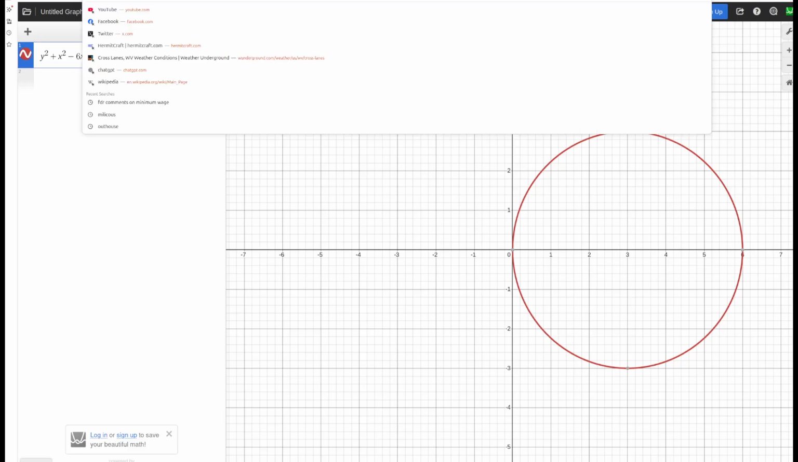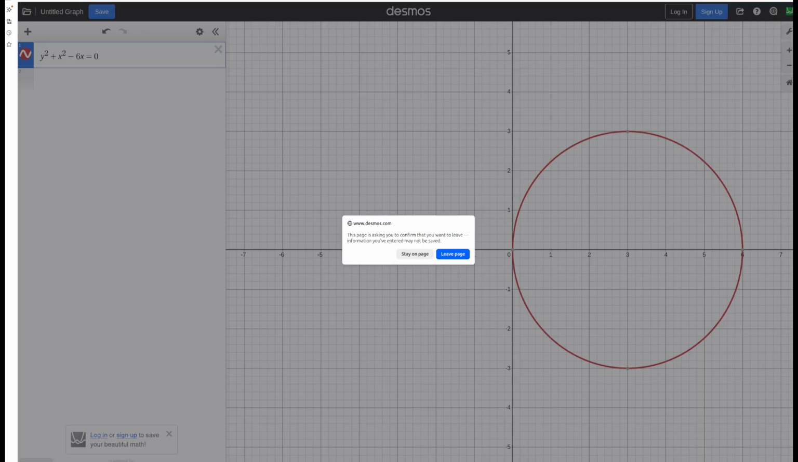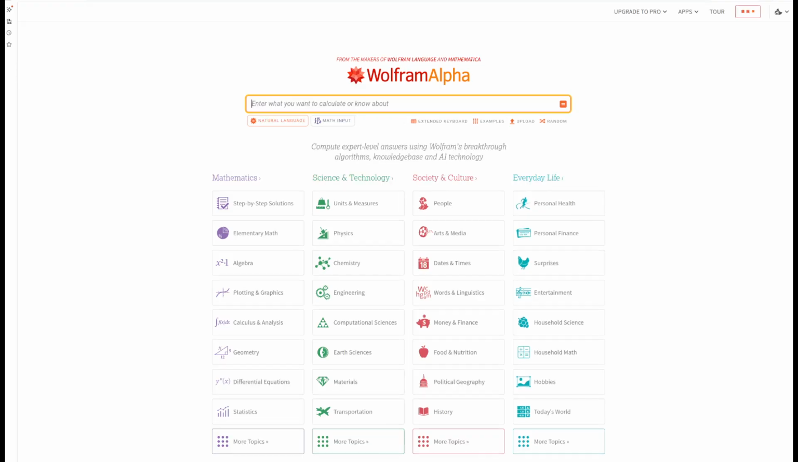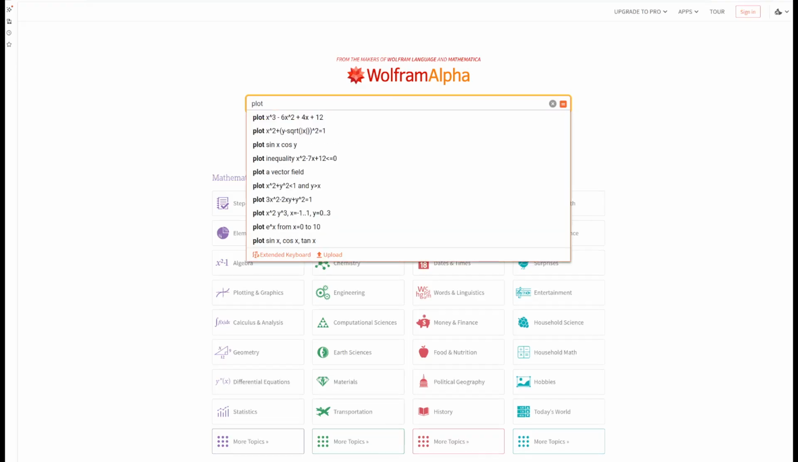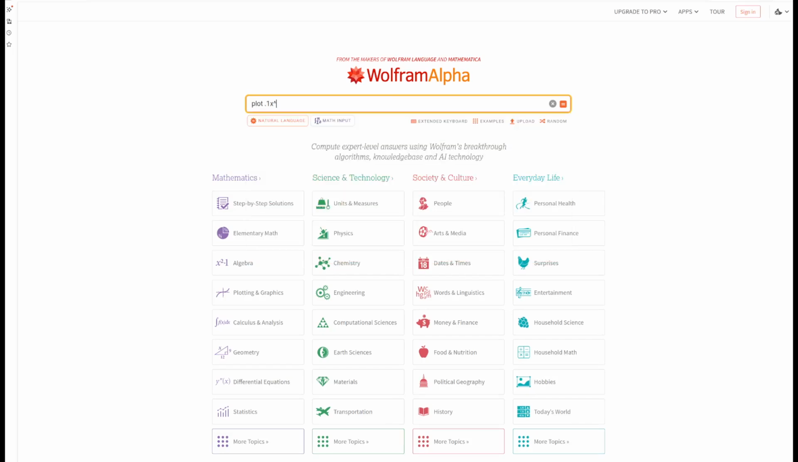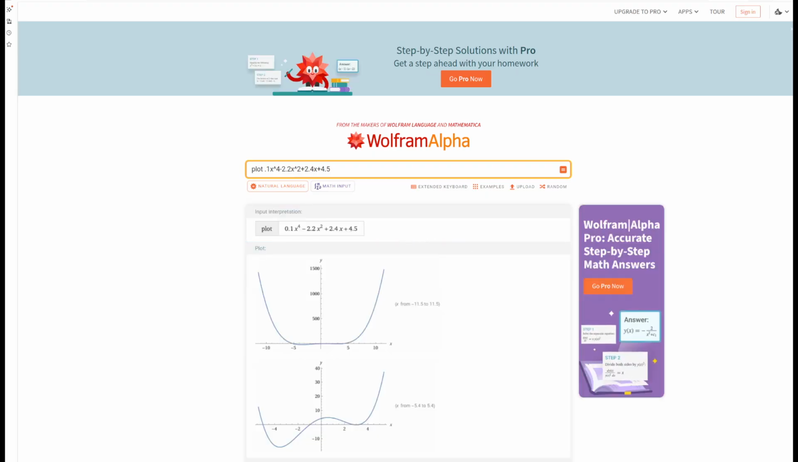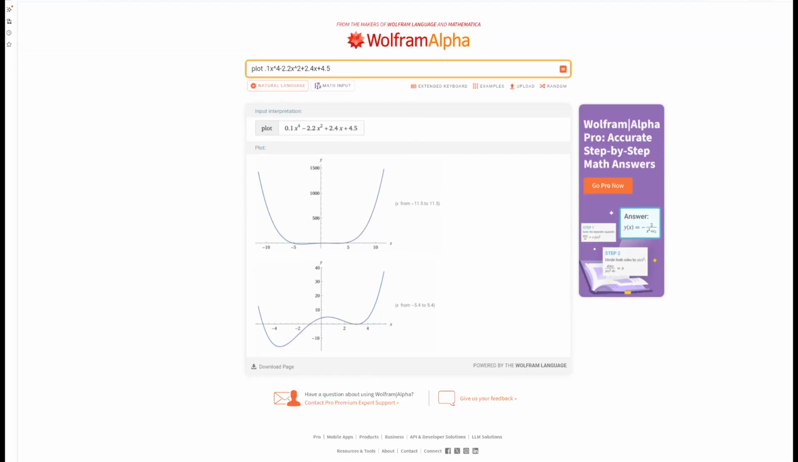Alternatively, we can also go to Wolfram Alpha. Go ahead and leave the page. And you can ask it to also plot, let me write it down again, 0.1 x to the 4 minus 2.2 x squared plus 2.4 x plus 4.5. Tap that, and it should produce. That's not too bad. I think Desmos looks a lot nicer, that's for certain. But it will get the job done. I can't complain about it too much, but there it is.